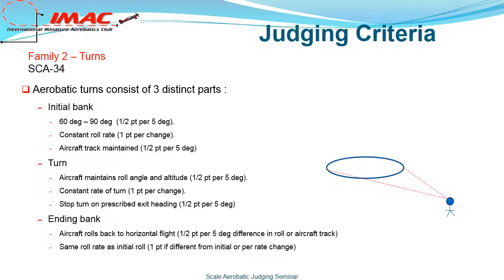When the exit heading is reached, the pilot then immediately begins the ending bank by rolling the aircraft back to wings level while maintaining aircraft track, 1/2 point per 5 degrees. The rate of the ending roll must be the same as that of the initial roll, 1 point if they are different, as well as having a constant roll rate, 1 point per rate change.